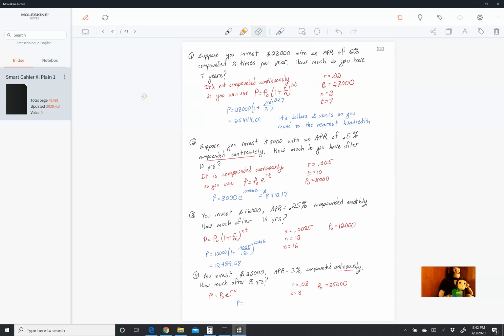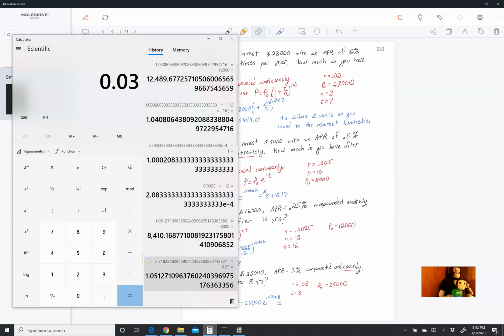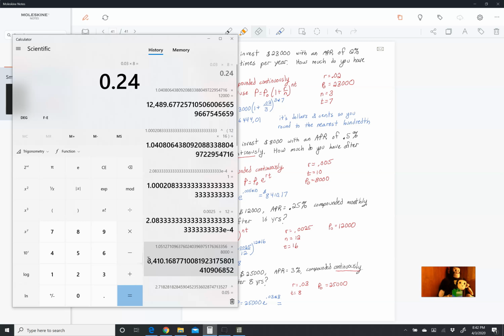P is 25,000 e to the 0.03 times 8. So we're going to do the 0.03 times 8 first, so that we know what the exponent is. You can do e and then to the power of, and then put the 0.03 times 8 in parentheses. That would be fine too. So if we did that, it would look like this: e to the power of, in parentheses, 0.03 times 8. And you see the 0.24, that's telling you what the 0.03 times 8 is.